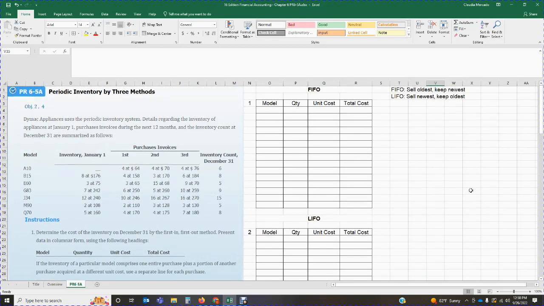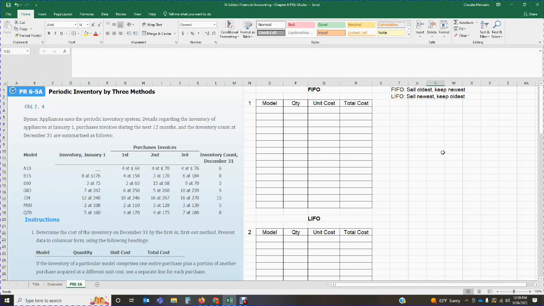First in, first out. Just a special note, I like to have this handy at all times. It just makes it easier for me to understand. When we are dealing with FIFO, we sell the oldest and we keep the newest. When we have LIFO, we sell the newest and we keep the oldest. And for requirement number 1, we are doing FIFO, which means we're always going to sell the oldest and we're going to keep the newest.